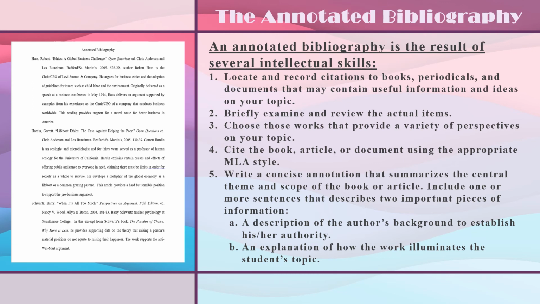And you need to write a concise annotation that summarizes the central theme and scope of the book or article. Include one or more sentences that describe these two important features. You need a description of the author's background to establish his or her authority, and you need an explanation of how the work illuminates your topic.